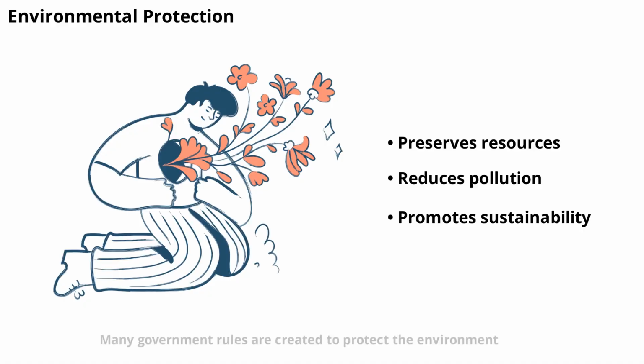Many government rules are created to protect the environment. Regulations on pollution, waste management, and resource use are essential for preserving natural resources and ensuring a healthy planet for future generations. By enforcing these rules, governments help reduce environmental damage and promote sustainable practices that benefit both people and nature.